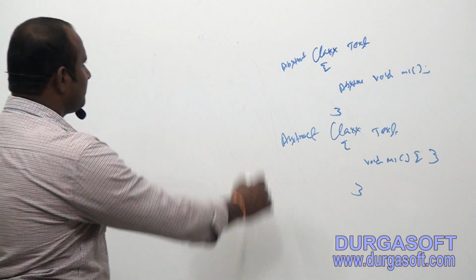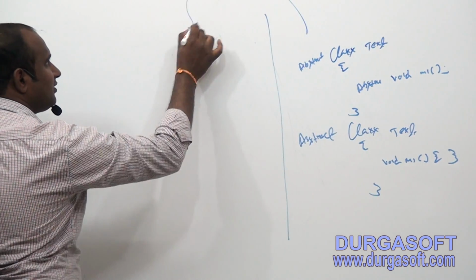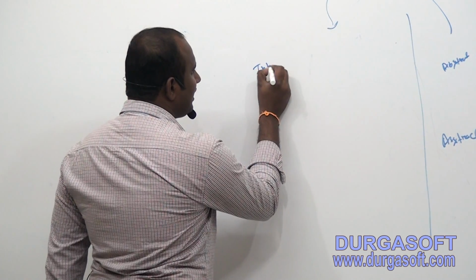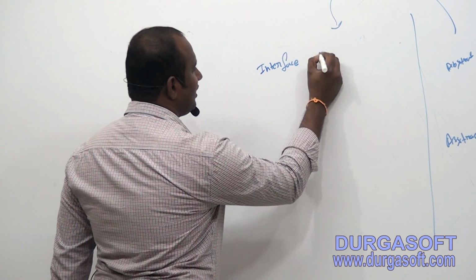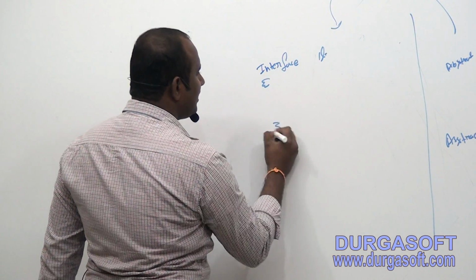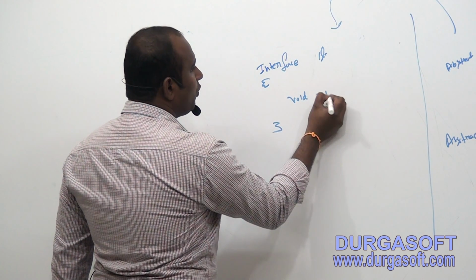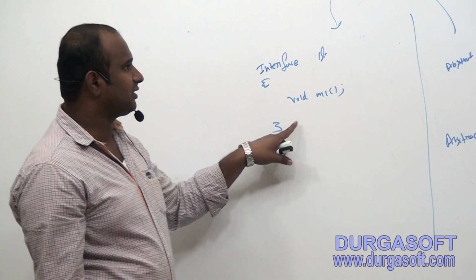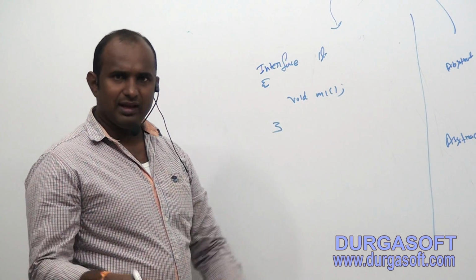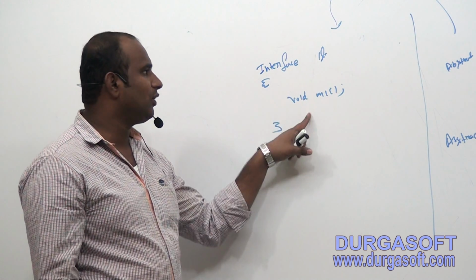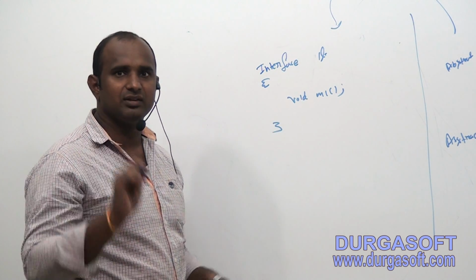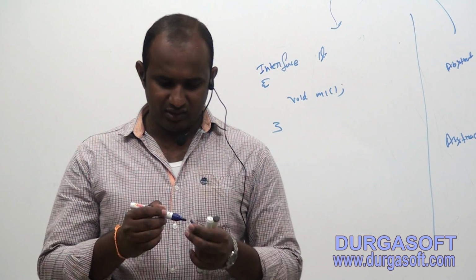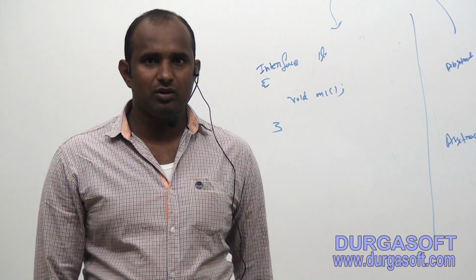Coming to interface, it is an extension of abstract class. We declare an interface by using the interface keyword, followed by some interface name. The interface allows us to declare only abstract methods. An abstract class may or may not, but an interface allows declaring only which methods? Abstract methods.